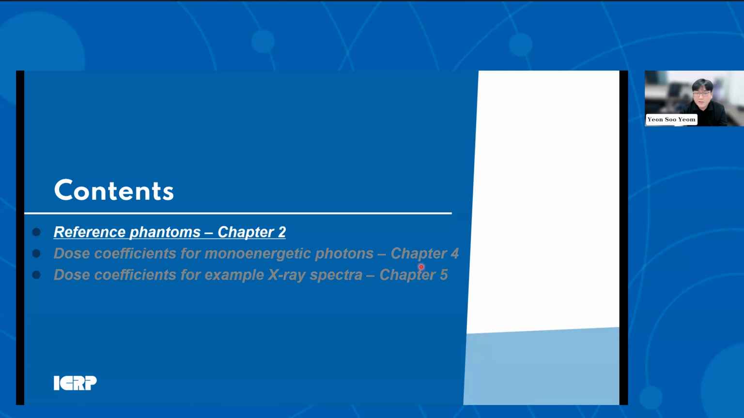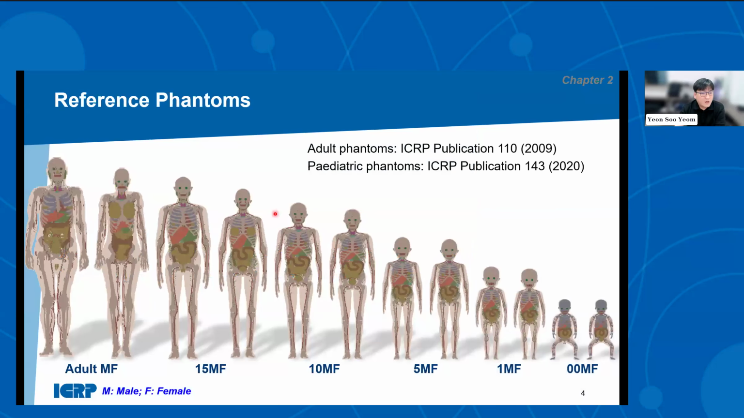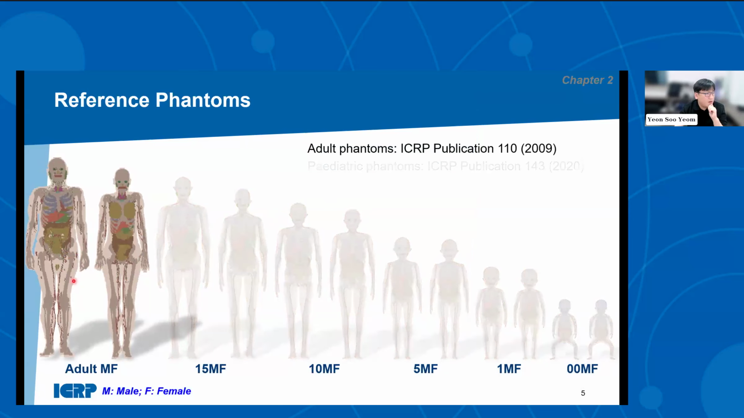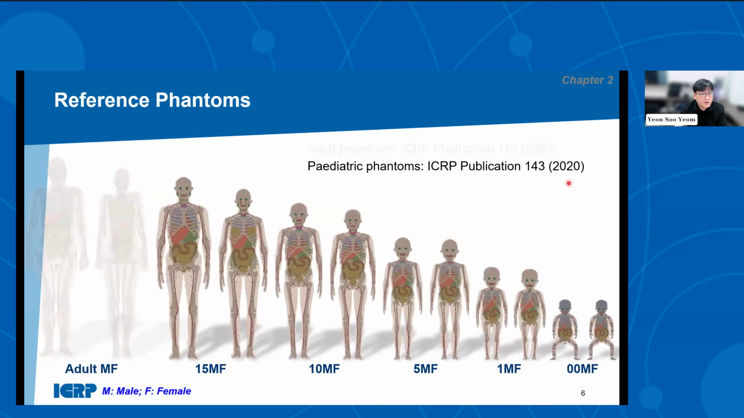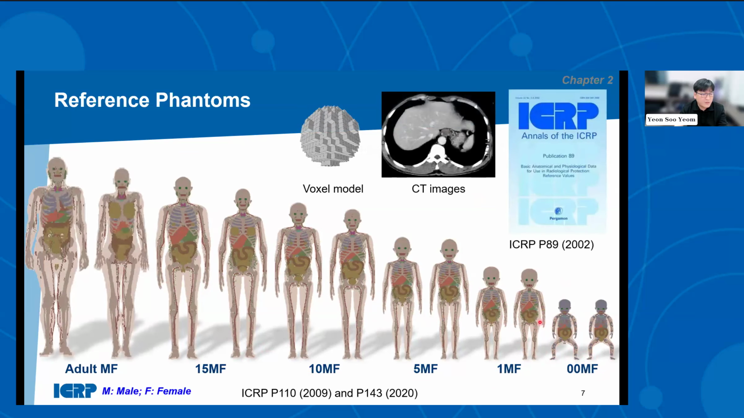Okay, so let's start with the reference phantoms. This slide shows the ICRP reference phantom series used for those coefficient calculation. As you can see, the adult male and female phantoms were released through ICRP publication 110 in 2009. Then about 10 years later, in 2020, the pediatric male and female phantoms were released in ICRP publication 143. These pediatric phantoms cover 5 different ages: 15, 10, 5, 1, and newborn, 0 years old. So this is a set of 10 phantoms, adult and pediatric.